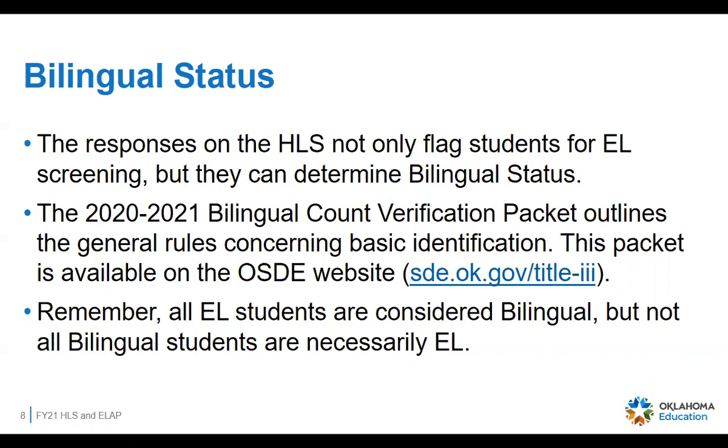There is a packet called the Bilingual Count Verification Packet that outlines general rules concerning basic identification. This has a very useful flow chart in it also for establishing coding for the WAVE, and that's available on the State Department of Education website. I have the link here too. That will take you to the Title III tab of the federal programs website, where this verification packet is available.